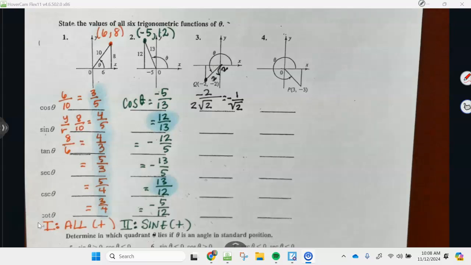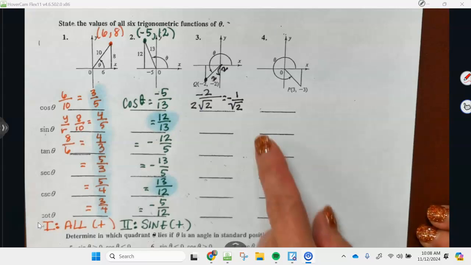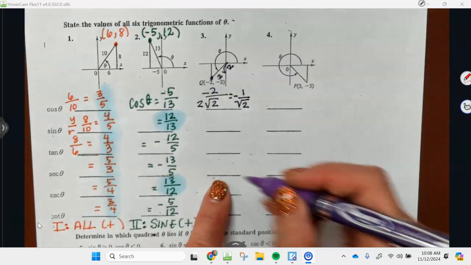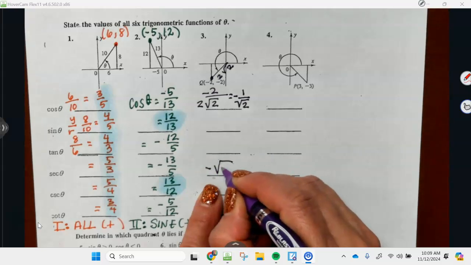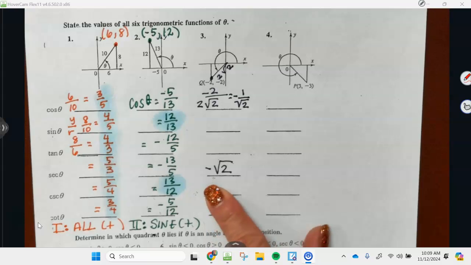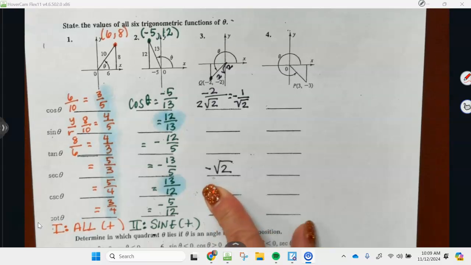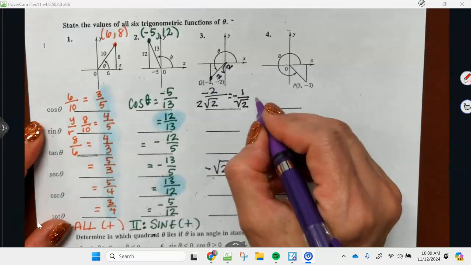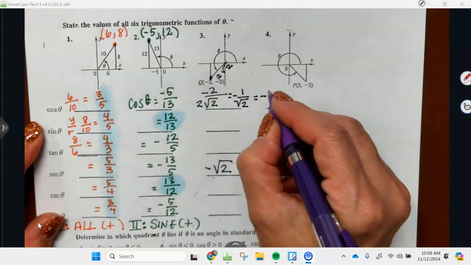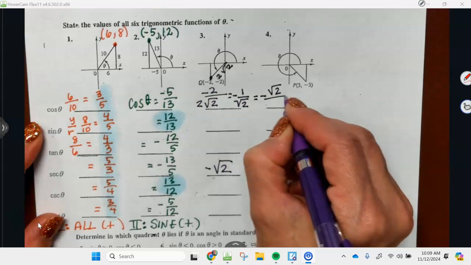And that's still really ugly, guys, but I'm going to flip that upside down for the reciprocal before I rationalize. So if cosine is -1 over root 2, then secant is -root 2. Any questions on that? You just flip that upside down. Let me go back and clean this up, guys. All right, so when I rationalize the denominator, it's going to be -root 2 over 2.